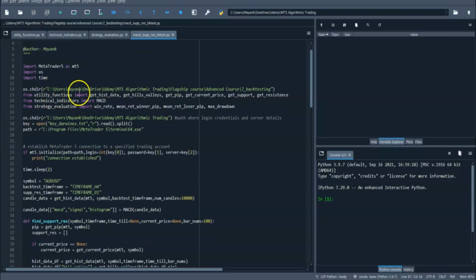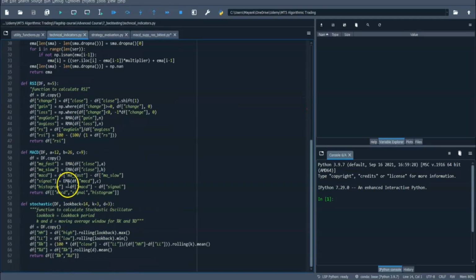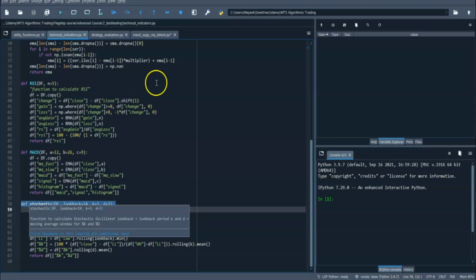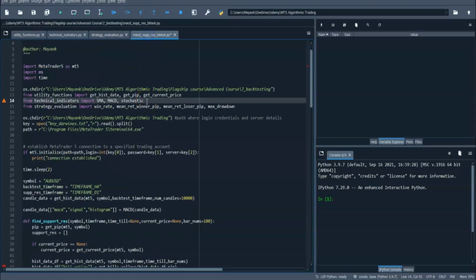So the first thing is importing the functions. We are not going to require support and resistance, so let me remove every function that was required to calculate support and resistance. The exit strategy is fairly simple in this case, so we don't really need support and resistance. Get hills, valleys, I don't need any more. I think we need the others. For technical indicators, I would need the SMA, MACD, and also stochastic. Let me copy the name of the function, else we might get an error. So let me copy stochastic and paste it here. And let me import everything for strategy evaluation.